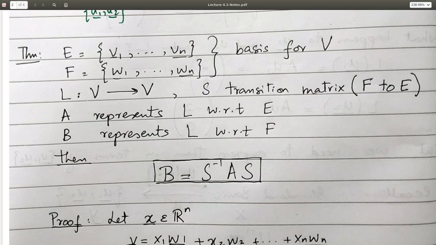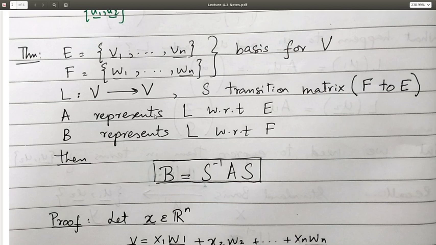So we have this nice little theorem that tells us that if you have two different bases for your vector space, and a linear transformation from V to V, and you have S as the transition matrix to go from F to E, then if you multiply vectors represented in terms of one basis by S, you will get the coordinates of the same vector in the other basis. So S is your transition matrix.